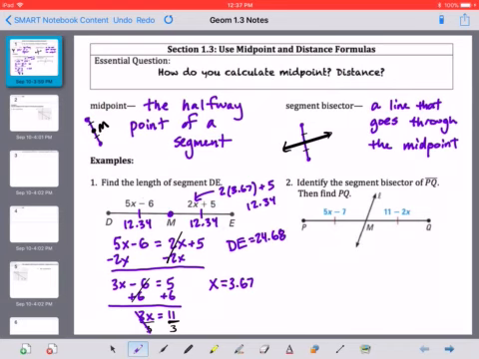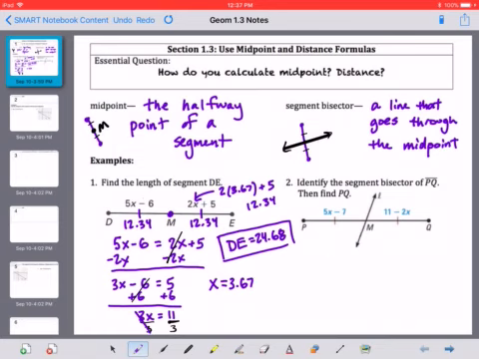Okay, let's try another one. If you feel like you got number 1, you'd like to pause and give number 2 a try by yourself, go ahead and do that. But we'll jump right in. They tell us to identify the segment bisector of PQ first of all. Notice this line L goes through the midpoint of segment PQ, cutting it into these two congruent pieces. So the first part of the question, we would just say line L is the segment bisector.